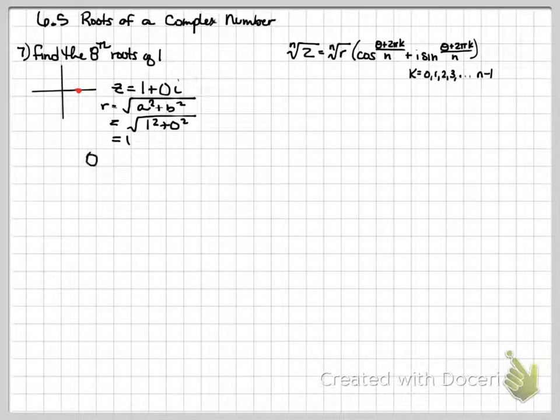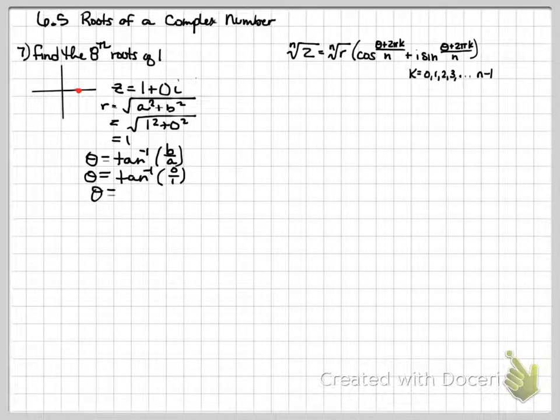My theta is my inverse tan of the b over the a. So in this case it's tan to the minus 1 of 0 over 1, and that gives me that theta equals 0. I probably could use 2 pi, but 0 is just really easy to work with, so we're going to just leave it as 0.